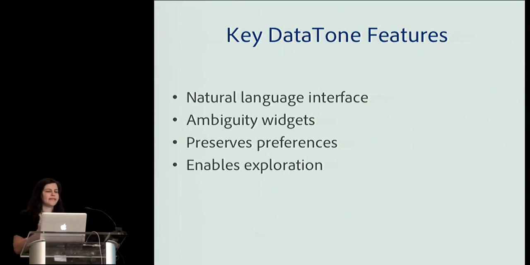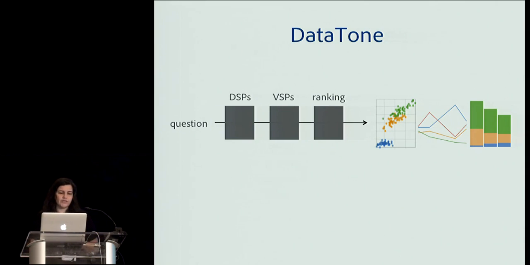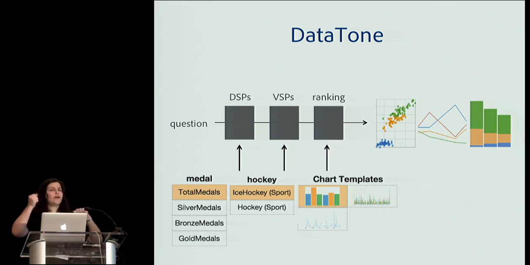So to summarize, the key DataTone features are that we offer a natural language interface and ambiguity widgets for navigating this space. DataTone preserves preferences and enables this exploration of potentially related data. So how do we actually turn questions into visualizations? Well, DataTone takes the user question, generates a set of possible data specifications and corresponding visual specifications, and then ranks them and presents the user the best one. And the user can then affect these system decisions through these ambiguity widgets.